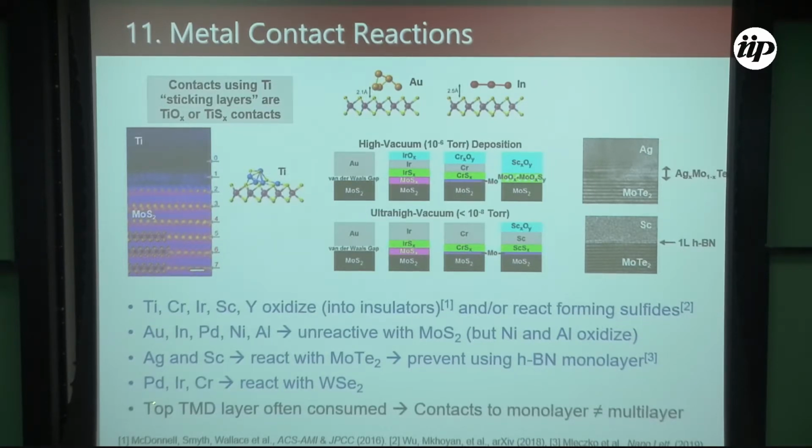Also, by the way, if you are working with monolayers and you use titanium or any of these reactive metals, it's going to eat your monolayer. So you may be forming edge contacts and not realizing it. My point is that contacts to monolayer are not the same as contacts to multilayer. If you have a multilayer, like 3, 4, 5 layers, then you're probably only going to eat the top layer, and you might be fine with the rest. But if you're working with monolayers, and you're using reactive metals, then you're going to have a problem.